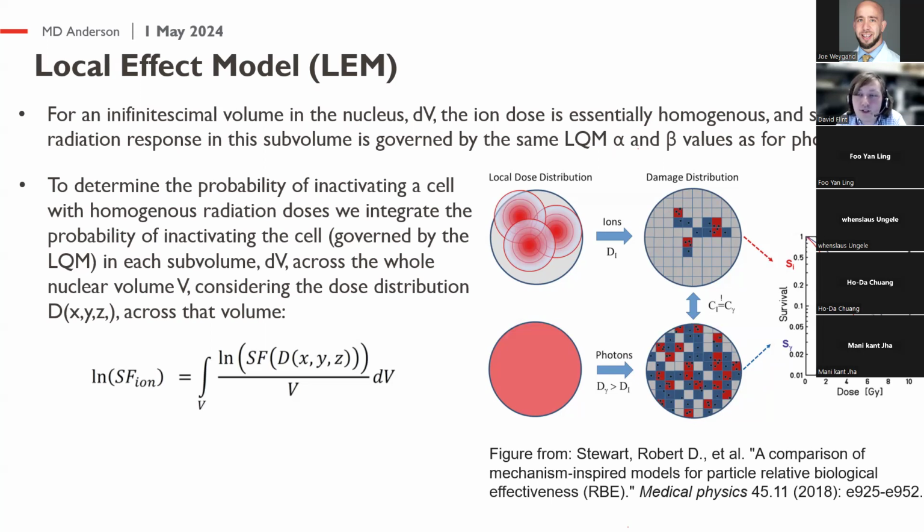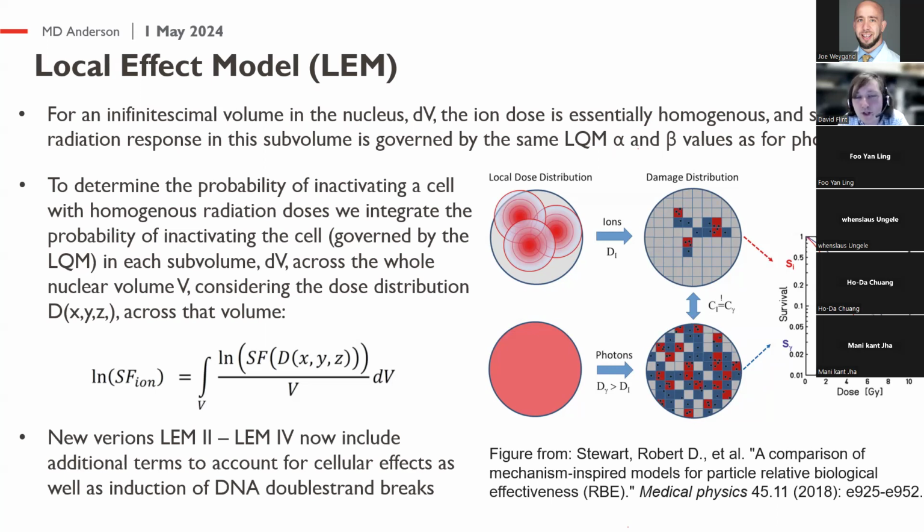So that, in a nutshell, is what the LEM is doing. We look at the local infinitesimal doses, calculate how these would inactivate a cell if they were homogeneous doses, and then average across the whole nucleus to get our probability of inactivating a cell, which you can then extrapolate to the surviving fraction, which is just the average number of cells that are inactivated. This model has undergone a number of iterations. More recently, they've been adding terms to try to incorporate additional cell biology factors, notably the induction of DNA double-strand breaks. But currently, LEM1 is still what we're using in the clinic for treatment planning.